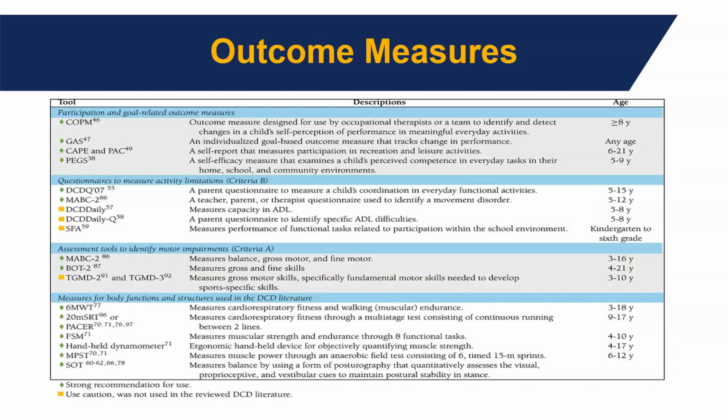So this slide is really just for your reference. These are different outcome measures that you can use to assess children with developmental coordination disorder. It goes through the outcome measure and the description and then the appropriate age in which to use each outcome measure. You can review this on your own time.